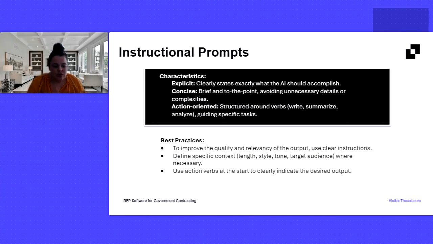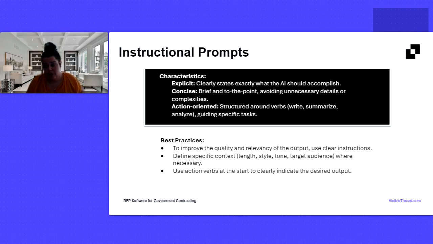Ultimately, instructional prompts are going to provide clear, concise commands. The more context you give, the more relevant the content that you're creating will be. So the goal of these prompts is to remove ambiguity and give a focused objective for the AI to achieve. So some characteristics: they're explicit, so we're clearly stating what should be accomplished; concise, so brief, to the point, avoid unnecessary details.